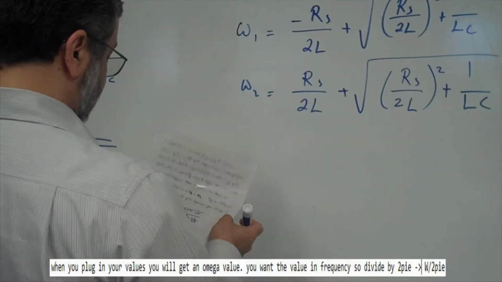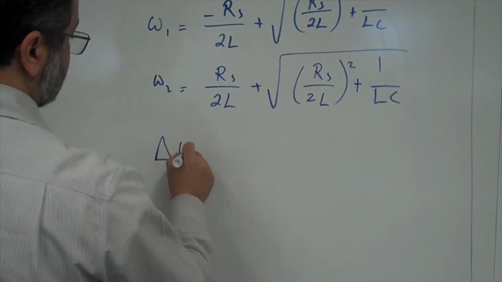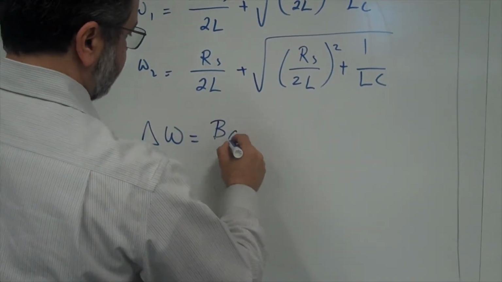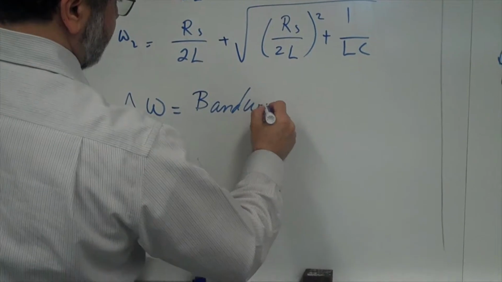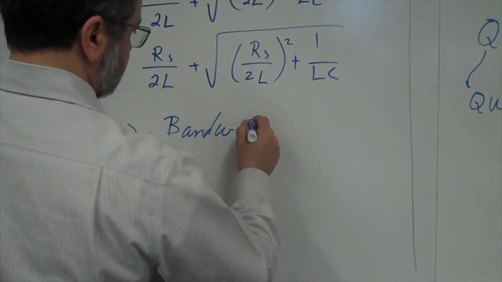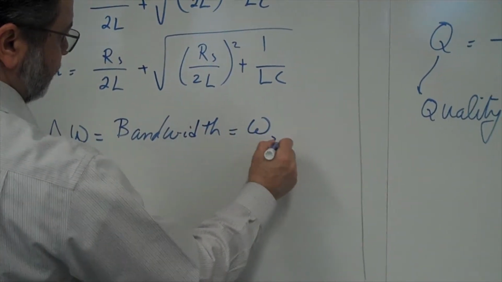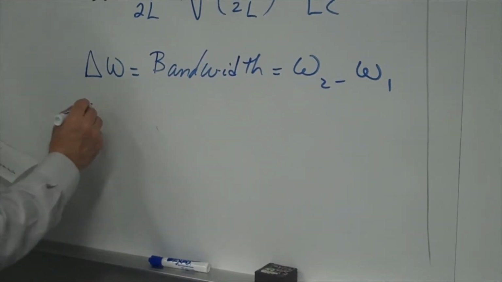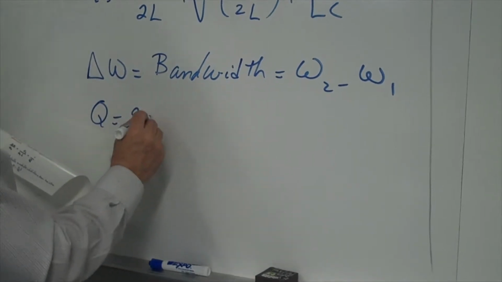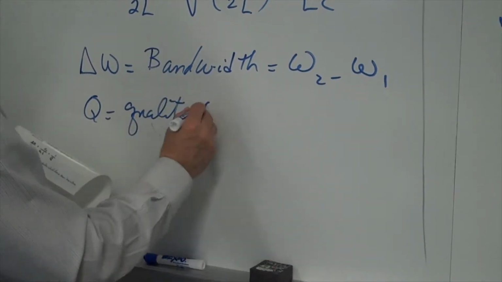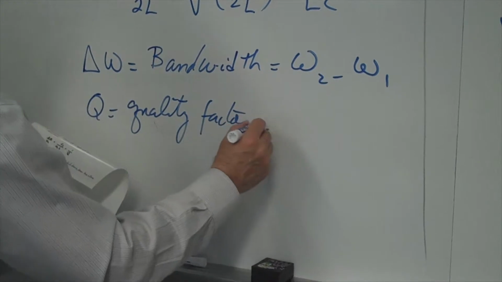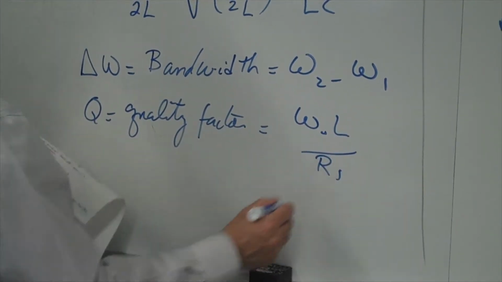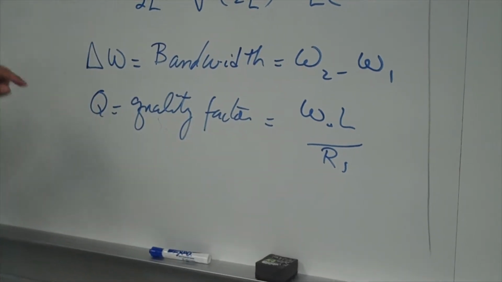Then the next thing we are interested in is delta omega, which is our bandwidth, which is omega 2 minus omega 1. Another thing we are interested in is called the quality factor. Q is the quality factor, which is equal to omega naught L divided by RS. Now what is the quality factor?